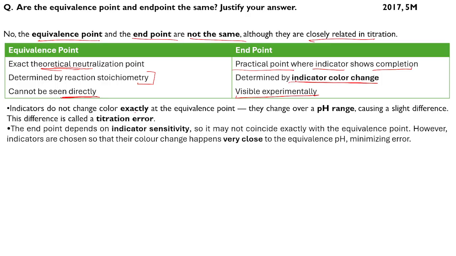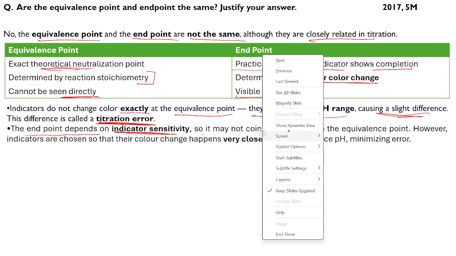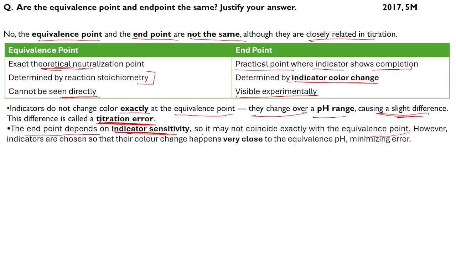Indicators do not change color exactly at the equivalence point. They change over a pH range, causing a slight difference. This difference is called titration error. Okay, also remember this term, titration error, that's the extra amount we are adding. The endpoint depends on the indicator sensitivity, so it may not coincide exactly with the equivalence point. So it never happens that it coincides exactly with the equivalence point. However, indicators are chosen so that their color change happens very close to the equivalence pH to minimize the error.